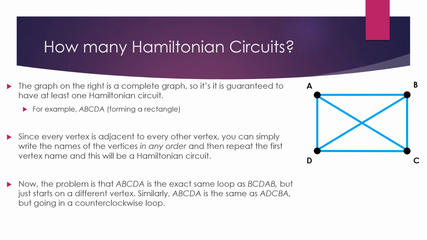But the problem is that A, B, C, D, A, well, that's the rectangle. Well, so is B, C, D, A, B. You start at the top right, and it's the same thing. I just started at this different point. It's still the same rectangle. And I could also go backwards. So A, B, C, D, A is just A, D, C, B, A. One's going clockwise and the other one's going counterclockwise. That's kind of annoying.